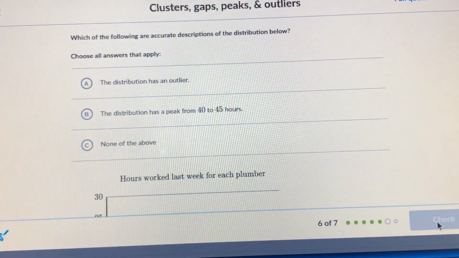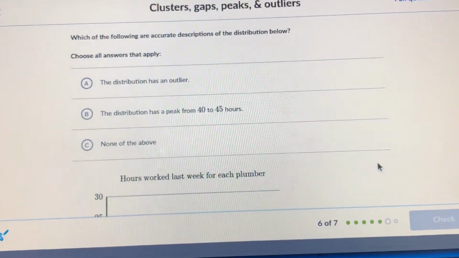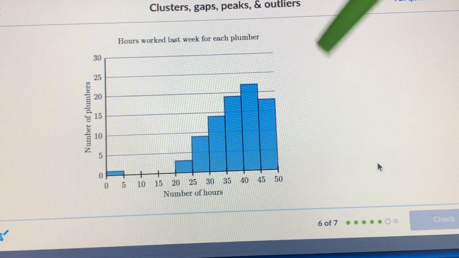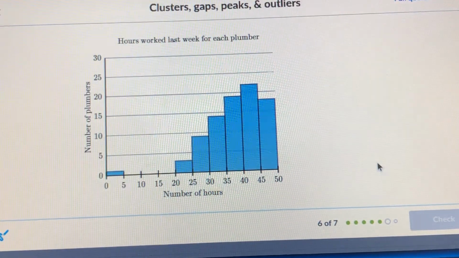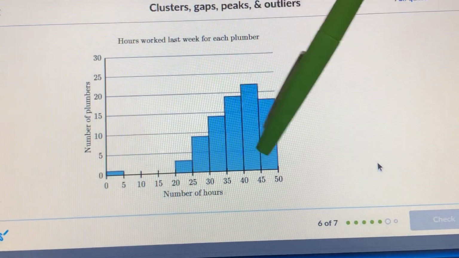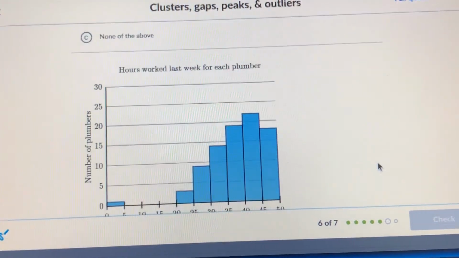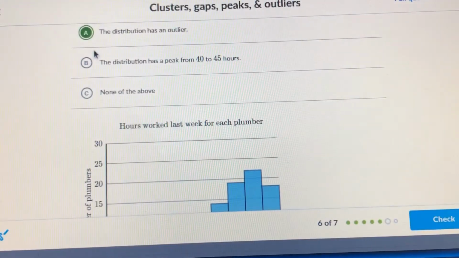All right, which is an accurate description? We're looking for an outlier or a peak from 40 to 45. So here's 40 to 45 and it has a peak and it also has an outlier. So this is an outlier, it lies outside the cluster of the data. The peak is the highest point, also known as the mode. So I'm going to click on both A and B because this has both.